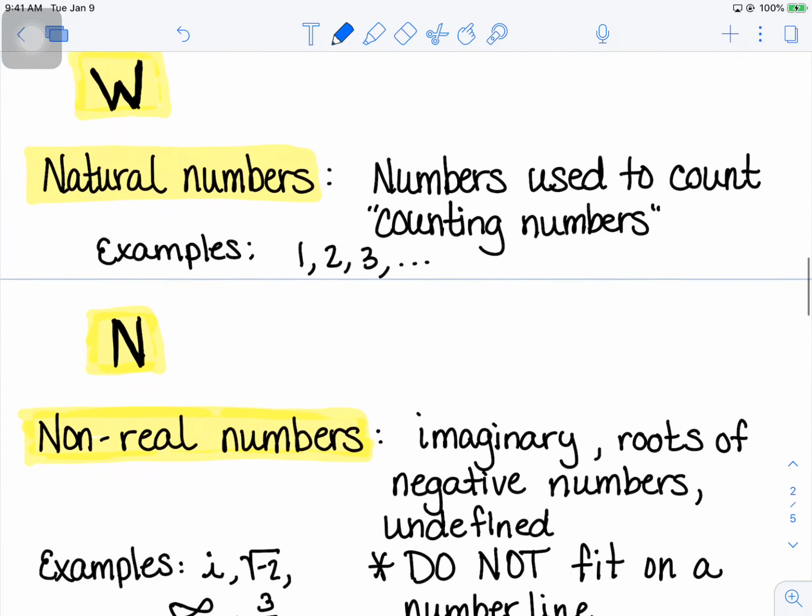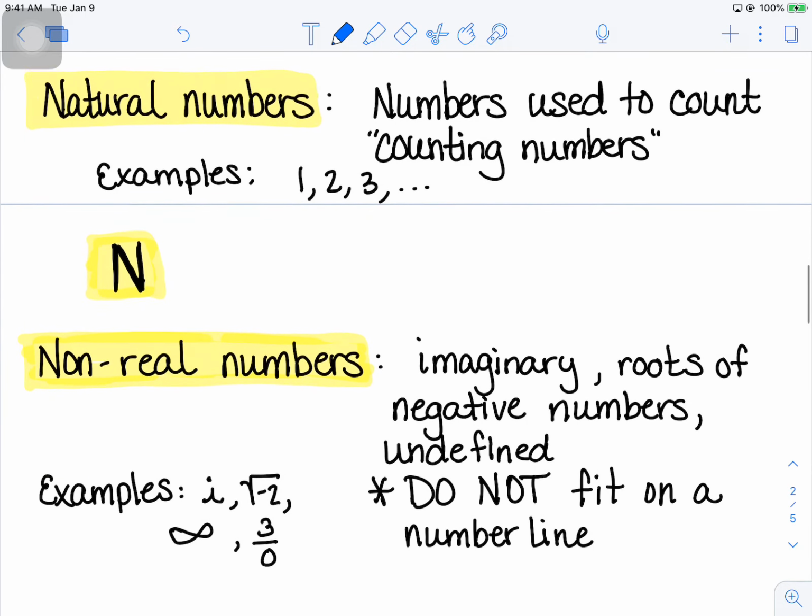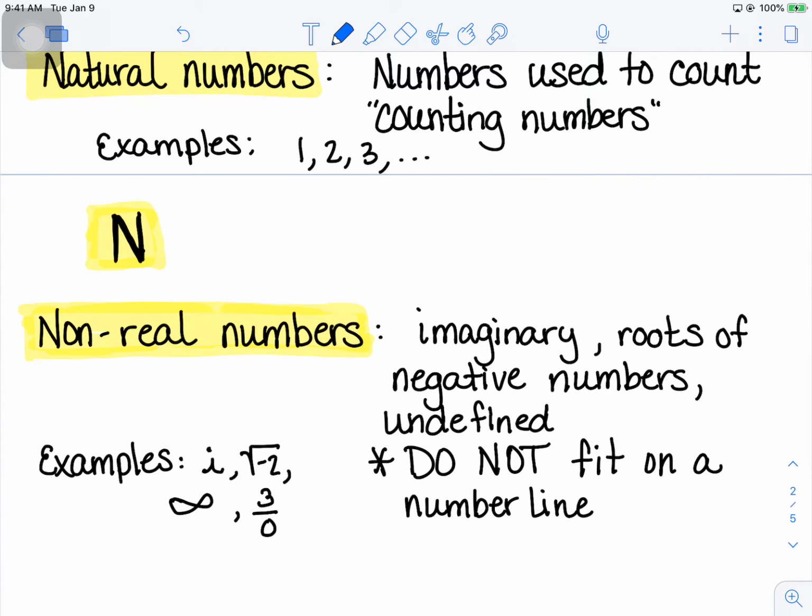All right, and then we talked a little bit about non-real numbers. Non-real numbers are imaginary numbers. They're roots of negative numbers, and they're undefined. And the biggest thing to remember is they do not fit on a number line. We don't know where to put them because they don't end. They kind of don't really fit anywhere.